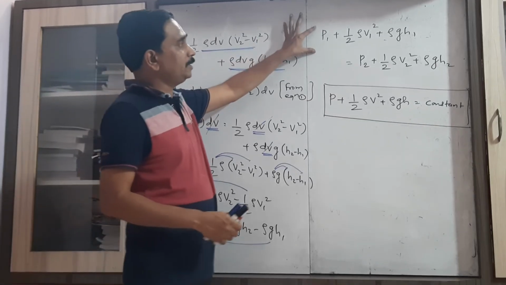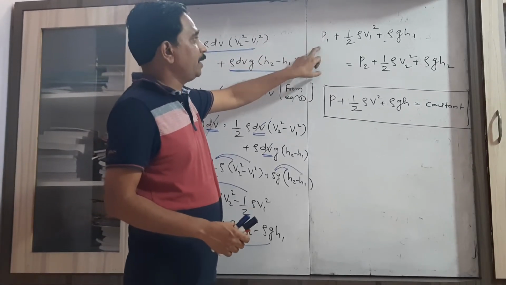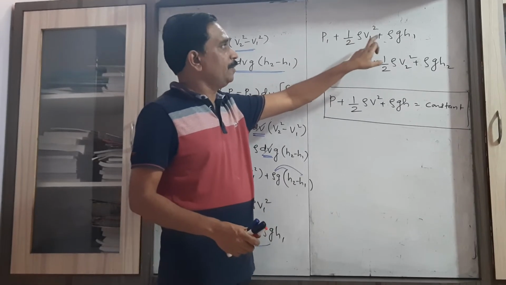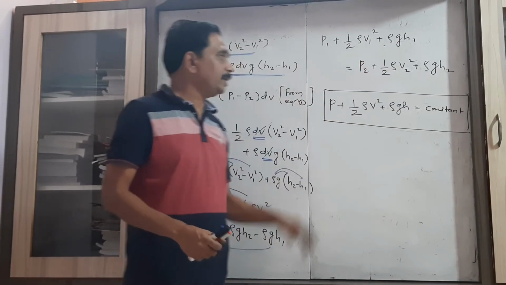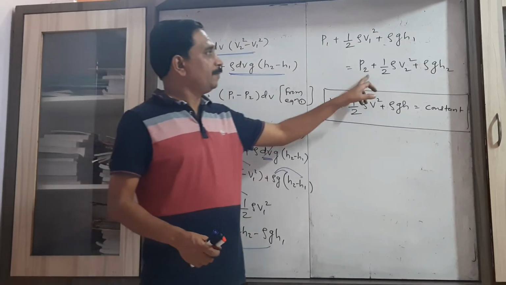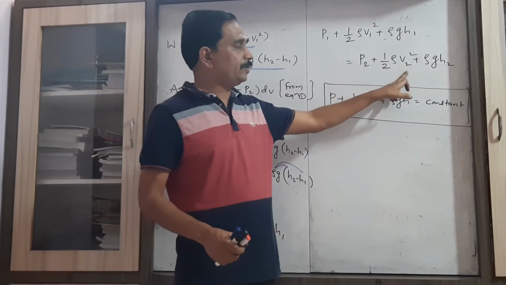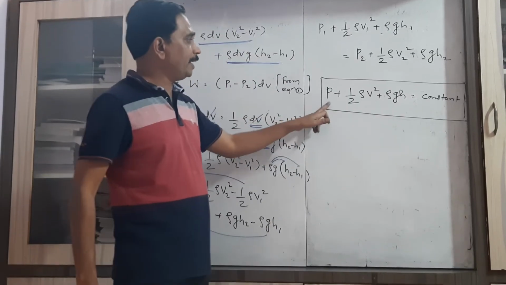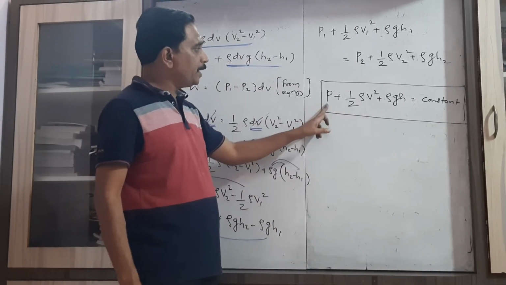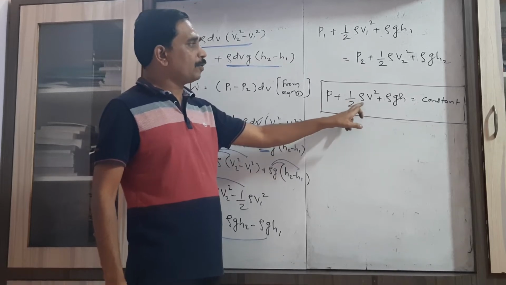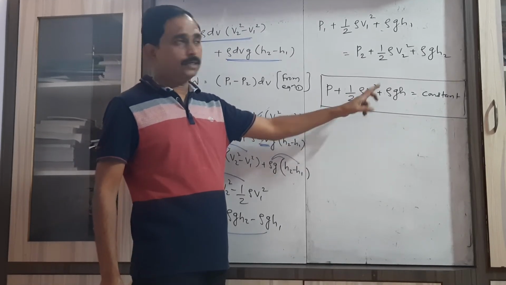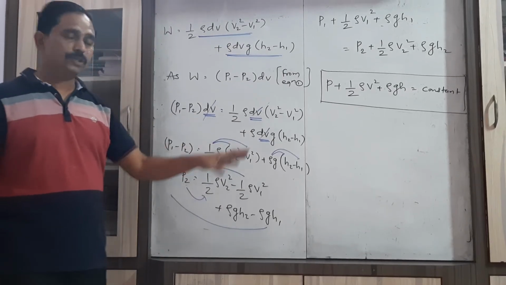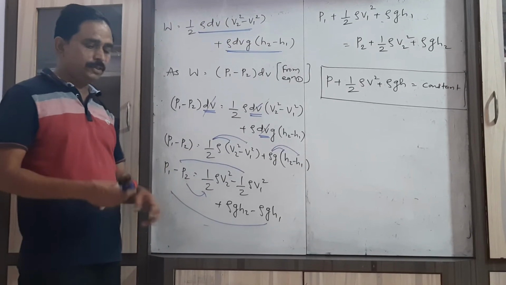Now if we observe this equation, P1 plus half rho into V1 square plus rho g H1 equal to P2 plus half rho V2 square plus rho g H2. So in general we can write P plus half rho into V square plus rho g h equal to constant. This equation is called Bernoulli's equation.